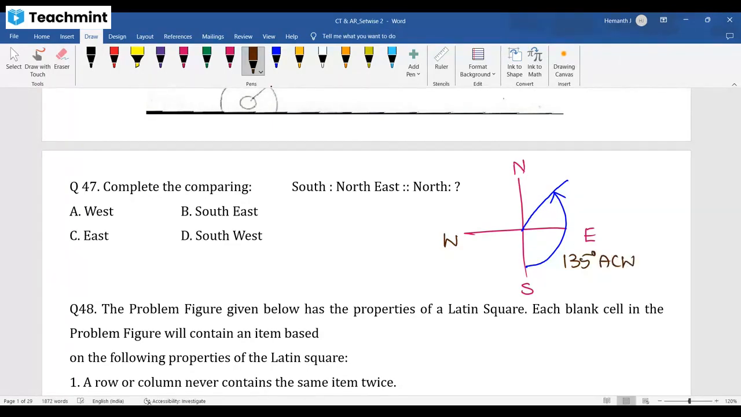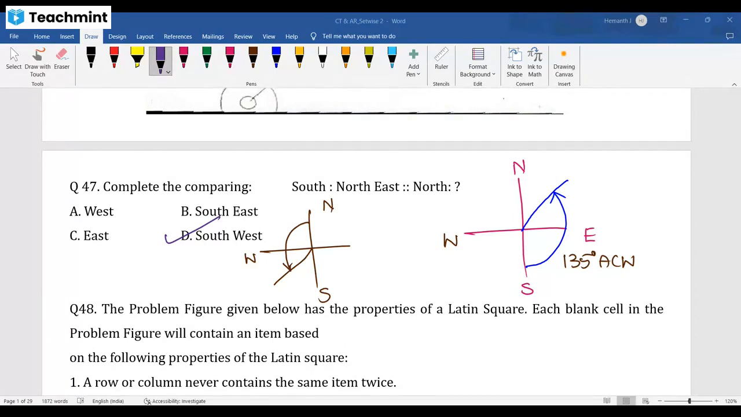I'll give another approach also. Anti-clockwise 135 degrees you need to do in this way, right? Now if you do from north the same way, 135 degrees anti-clockwise, you will get southwest. The answer is southwest.